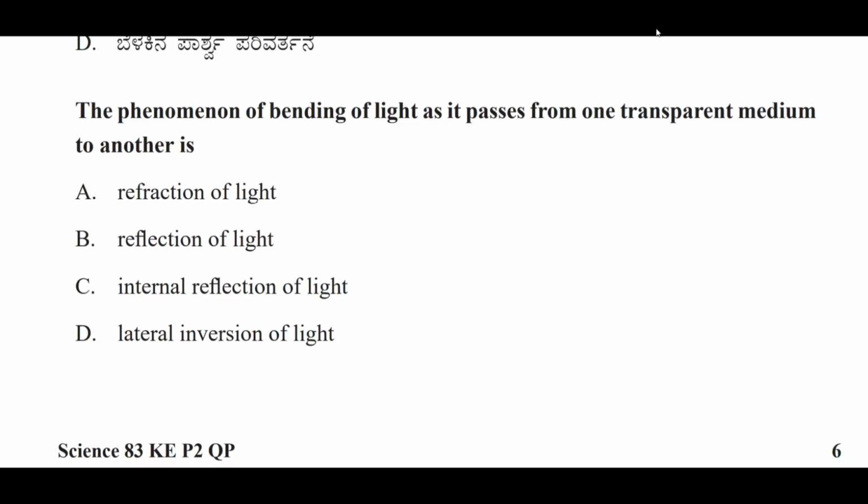Now, next question. The phenomenon of bending of light as it passes from one transparent medium to another. When light rays travel from one medium to another medium, they bend. This phenomenon is called refraction of light. When it bounces back to the same medium, we call that reflection of light. The question is bending. Therefore, the correct answer is option A, refraction of light.